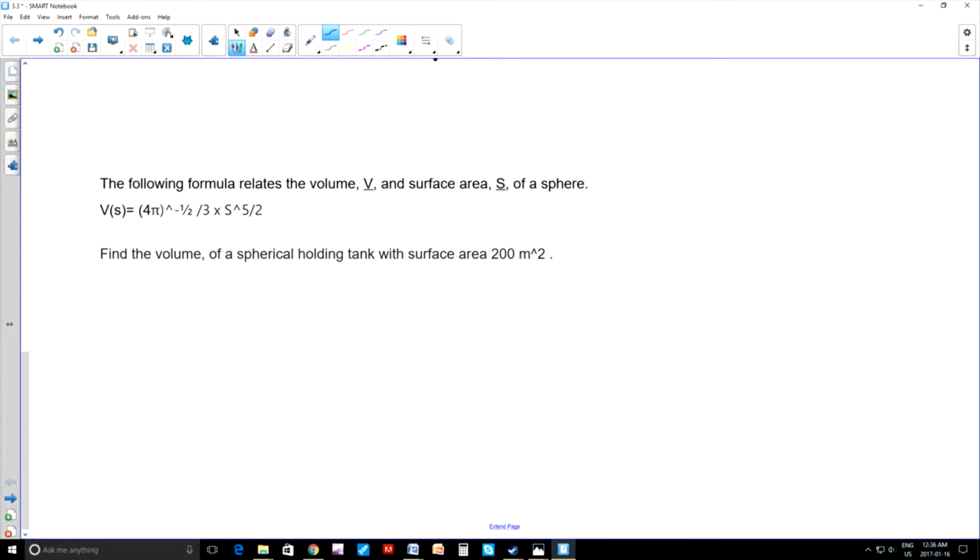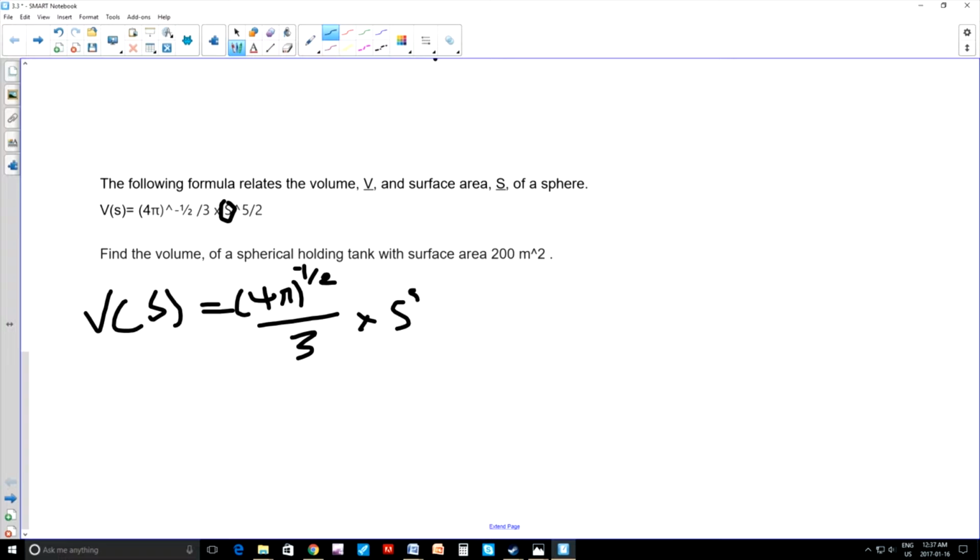The following formula relates the volume V and surface area S of a sphere. So this is the equation. Find the volume of a spherical holding tank with a surface area of 200. So we know that S has to equal 200, and S is located right over here. So let's do that right now. So V of S equals 4 pi to the power of negative 1 over 2 divided by 3 times S to the power of 5 over 2.